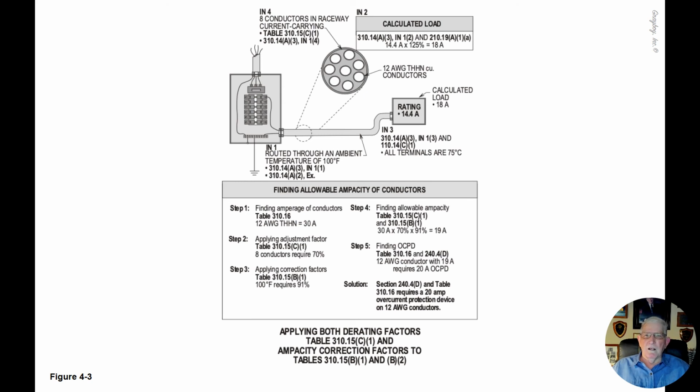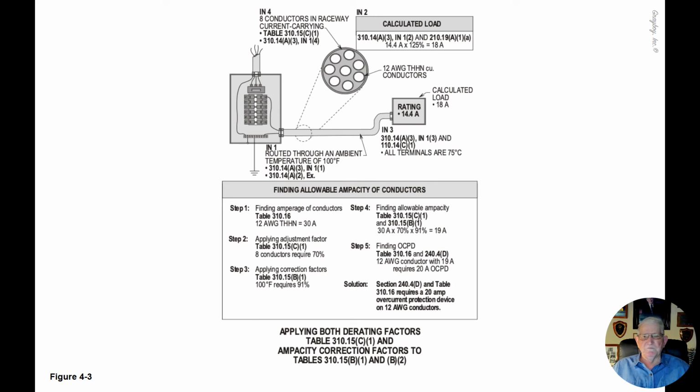310.16. Now, number 4, we're looking at the informational note 4. We're reviewing 310.14A3, informational note 1, item number 4, and we have 8 current carrying conductors in the raceway. So this is what our 310.15C, referring us to table 310.15C1, list in item number 2 or step 2 in the calculated boxed in information.